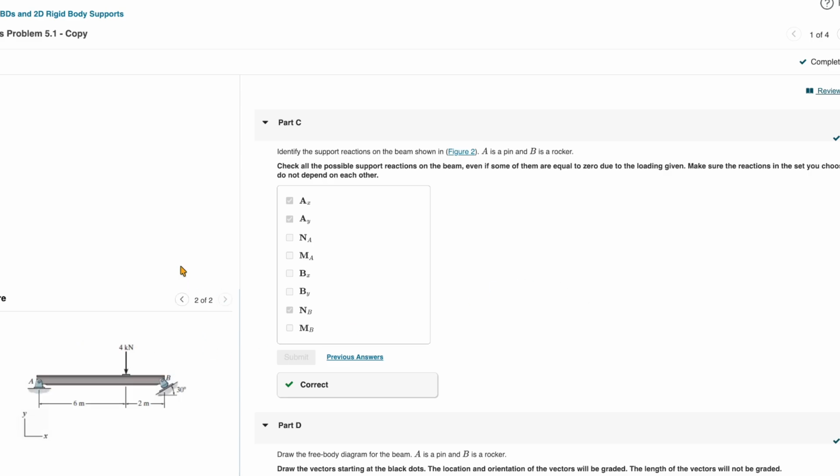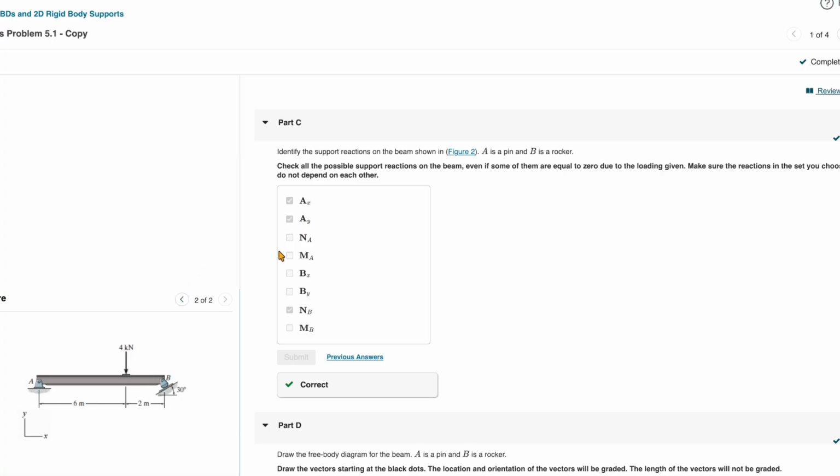Part C was identify the support reactions on figure 2. Okay, so let's start off with point A, right? We have the same thing, we have a pin, and so this is going to limit us. We try and pull it up, not going to go. So we already know that AY is selected, try and pull it to the right or the left, can't go. So AY and AX, perfect, we got those.